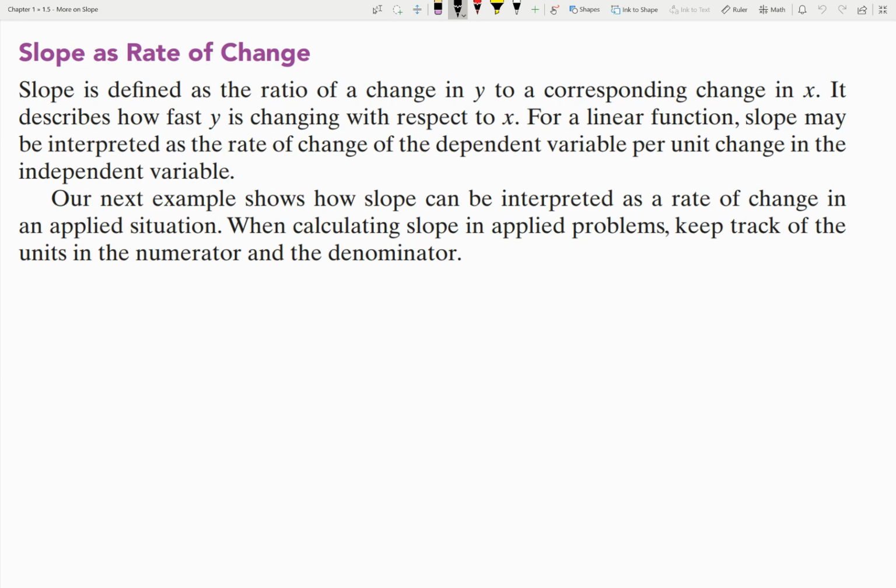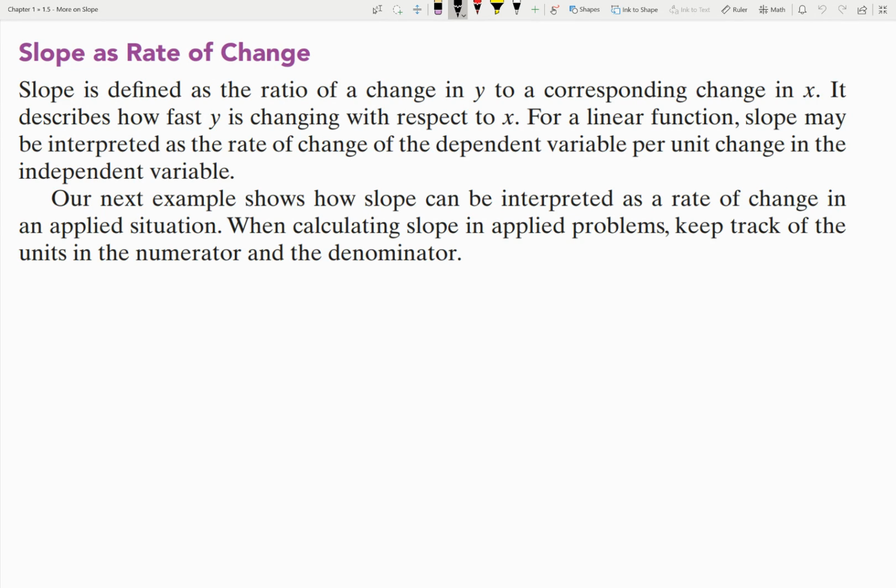So let's talk a little bit about slope as a rate of change. Slope is defined as the ratio of change in y to a corresponding change in x. It describes how fast y is changing with respect to x. When you have lines, for linear functions, slope can be the rate of change of the dependent variable versus the unit change of the independent variable. When we have something other than lines, we might have to adjust that a little bit, but when we're looking at a straight line, we can tell what the slope represents.